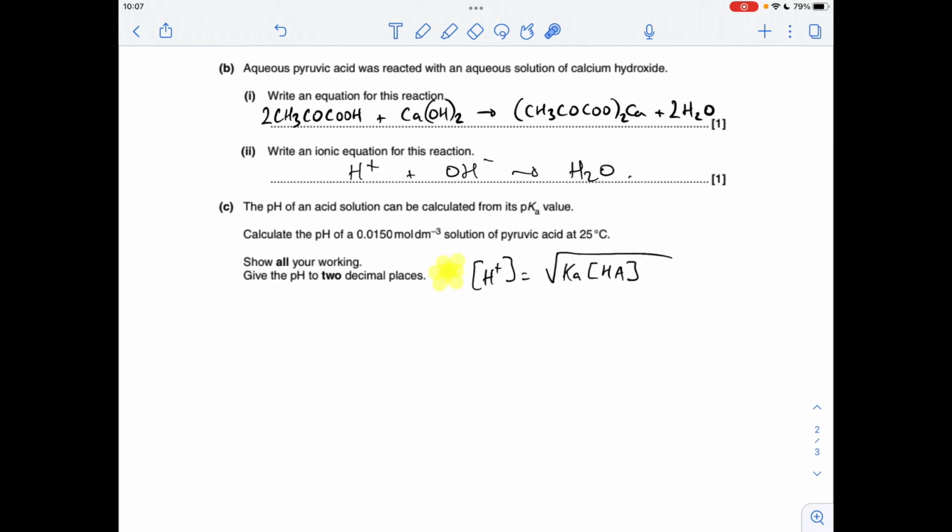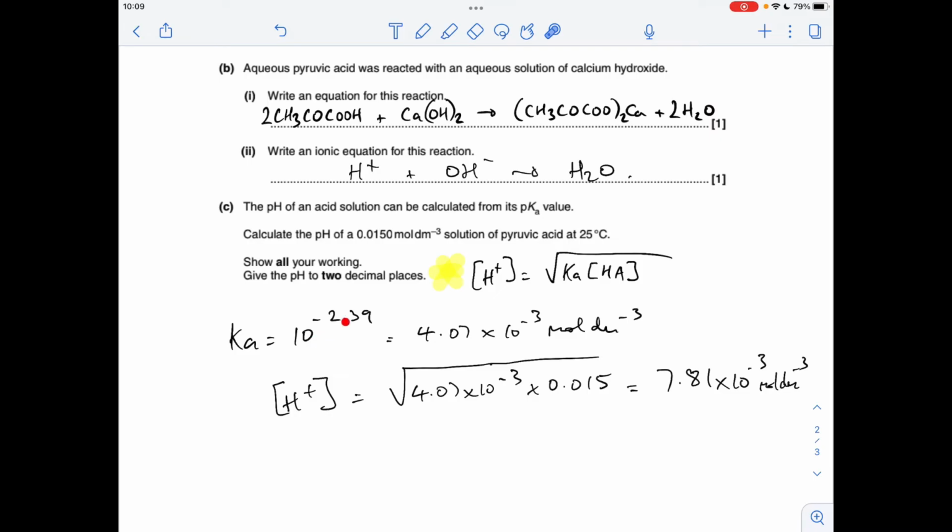Moving on to calculation, I've already written up the formula we use to calculate the H plus concentration of a weak acid, because we've got to get the pH of this. So I call it the square root of Ka, just as a way to remember it. So what do we need to know? We need to know the Ka value. Well, we can get that from the pKa value. And the HA is the original concentration of the acid. Well, we've got that in the question.